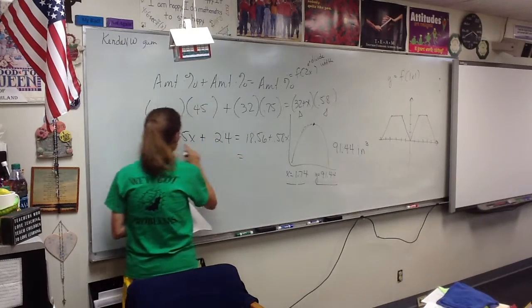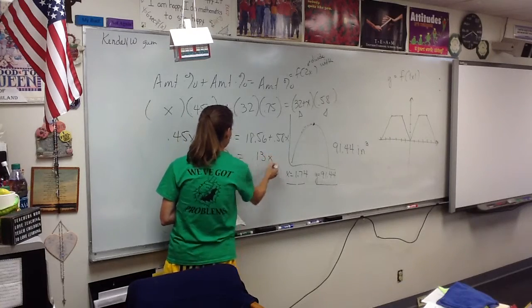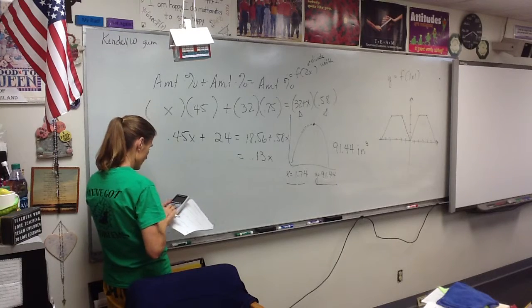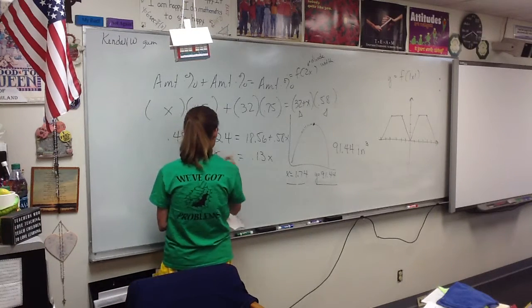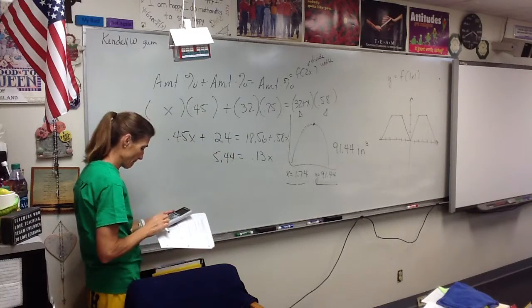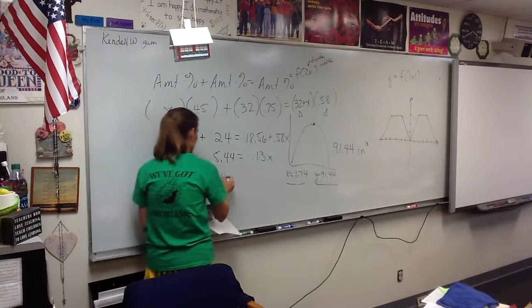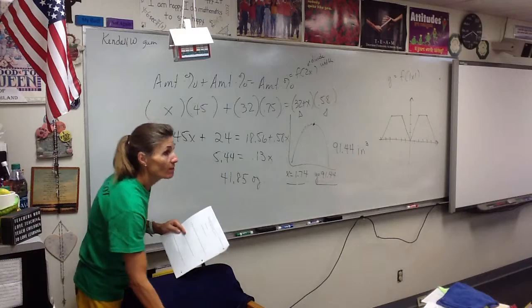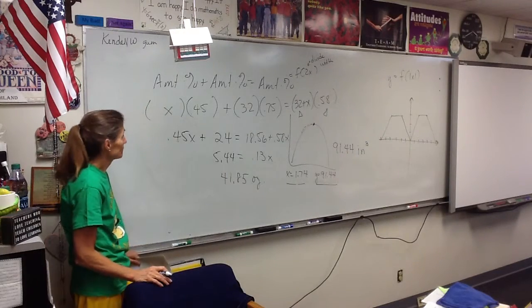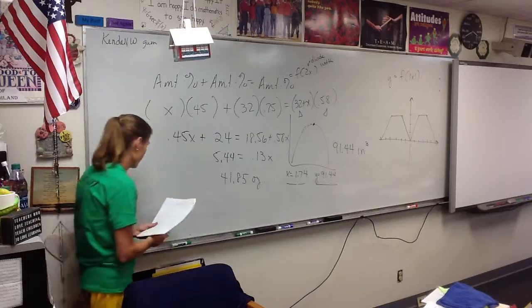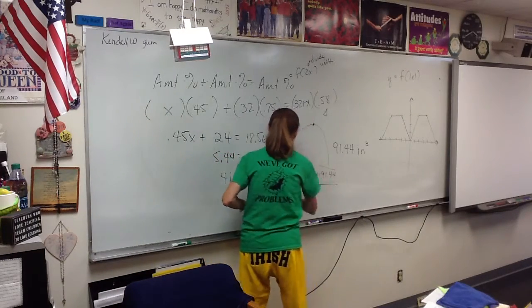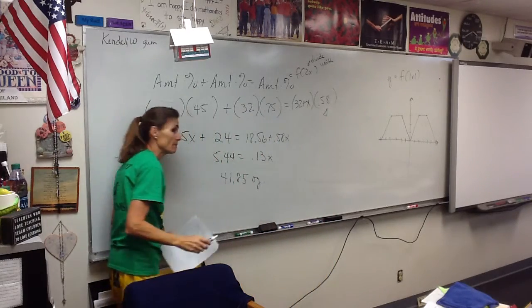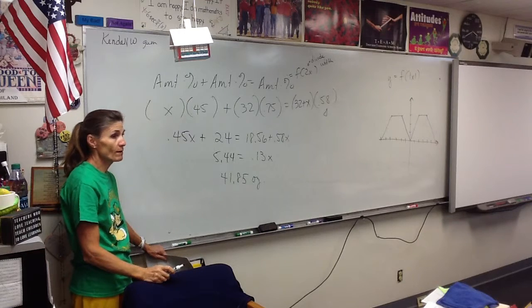Okay, so let's see, if I move this over there, what is that, 0.13X? Is that right? And then 5.44? I got 41.85 ounces. But I'll wait for confirmation on that. I'm gonna get my bill out of here. Anybody confirm that? Anybody get that same answer, or do I have a mistake?